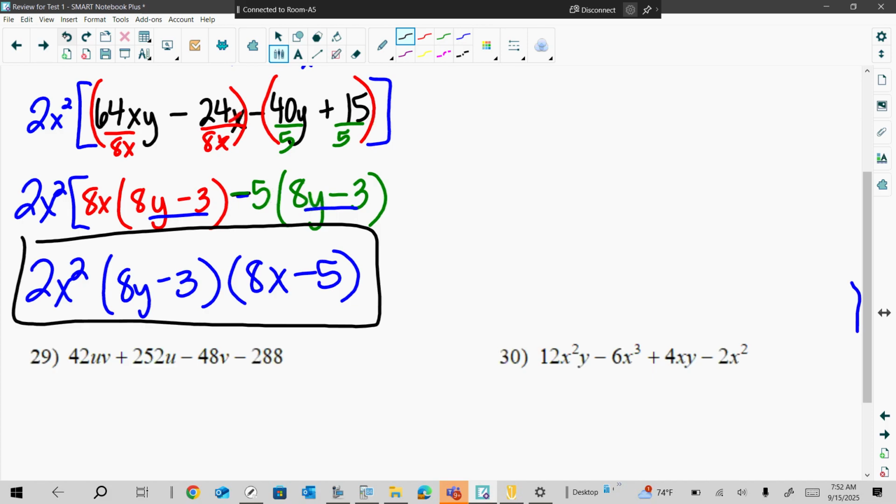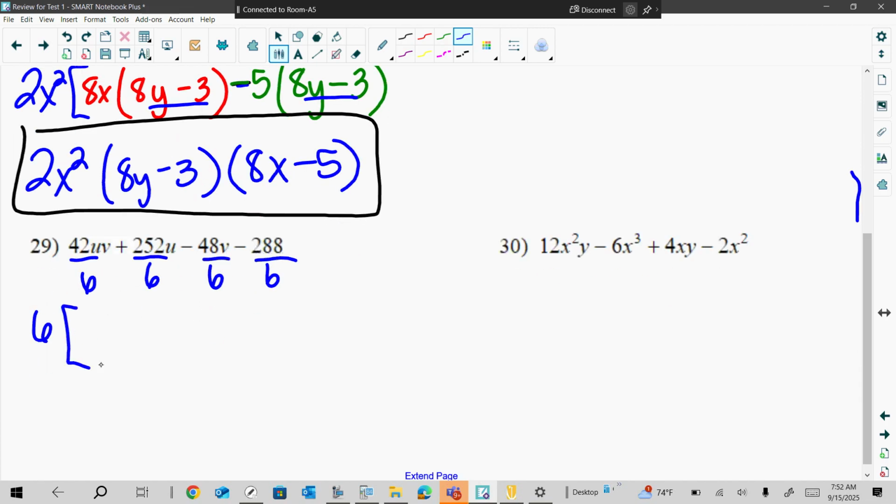So on 29, the GCF between, these are only going to be through the numbers, is 6. So I'll let you start there. So the 6 is outside. And then you're going to simplify and then factor by grouping.